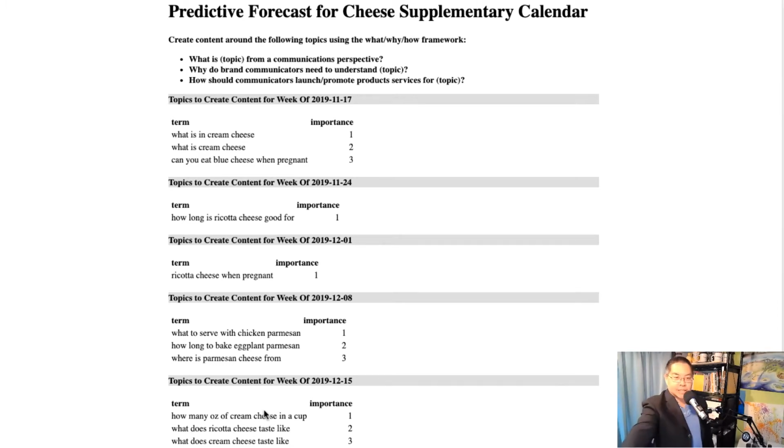Just hand somebody this calendar for the next 26 weeks. Here are the questions people are most likely to be asking using predictive analytics. Now we can plan ahead. Now we can build our content. Now we don't have to rush. Now we can get rid of that stress. You can be a lot more efficient.